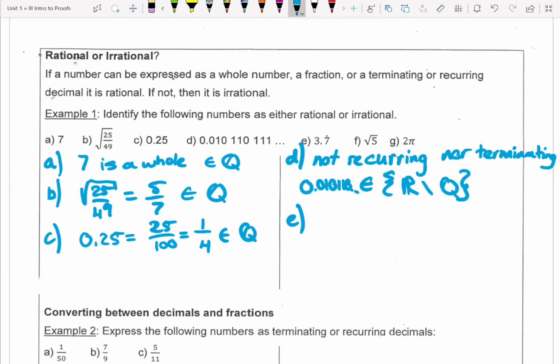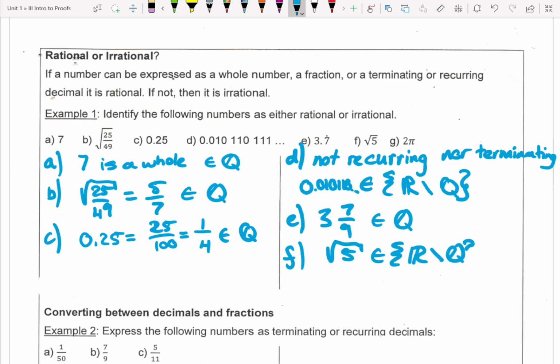Part E, 3.77 recurring. That can be expressed as 3 7/9, so it is rational. And then part F, we've got root 5. We know surds are irrational, so that's going to be an element of the reals without the rationals, the irrationals. And then lastly, 2 times pi, which is already irrational, is definitely going to be irrational. So 2 pi is also an element of the reals without the rationals, so the irrationals.